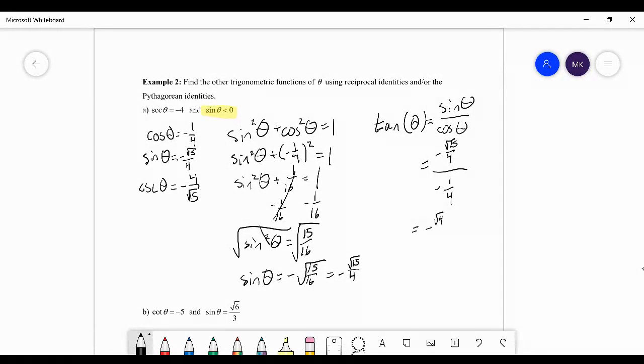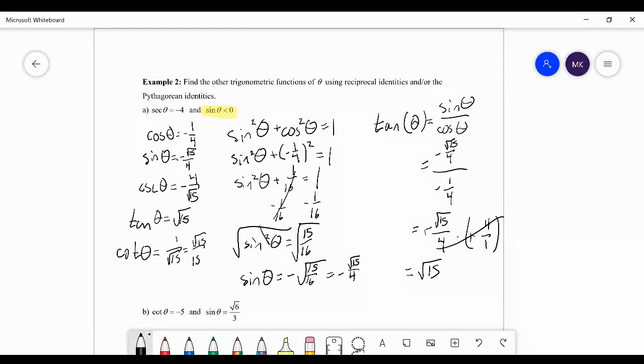Negative root 15 over 4 times negative 4 over 1. Our 4's cancel, our negatives cancel, and I end up with just root 15. So tangent of theta is root 15, which means cotangent of theta is 1 over root 15, or root 15 over 15.